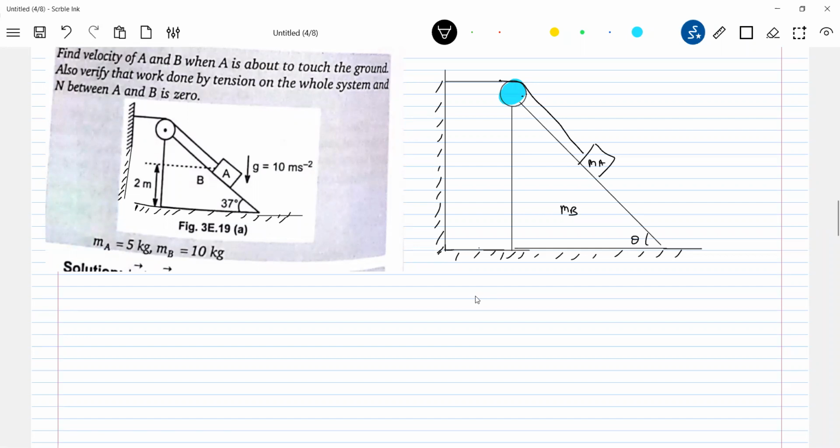I'll ask you a simple question. Can you apply conservation of mechanical energy? Can you apply conservation of mechanical energy? Yes sir, there's no external force. You cannot apply, no.